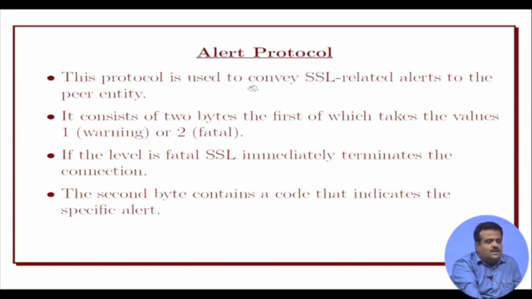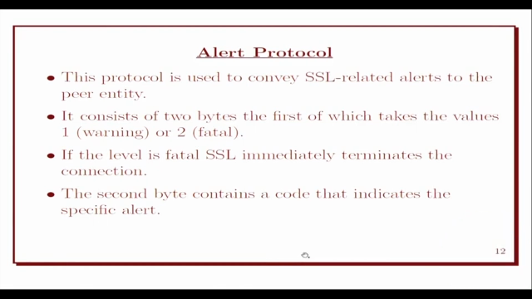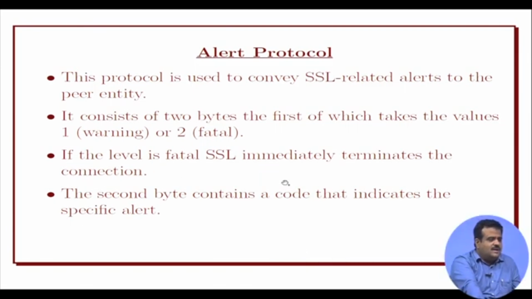And then the alert protocol. This protocol is used to convey SSL related alerts to the peer entity. It consists of 2 bytes, the first of which takes the value 1 or 2. 1 is for warning, and the value 2 is set if it is fatal. If the level is fatal, then SSL immediately terminates the connection, because there is a danger. So, it is a fatal signal. And the second byte contains a code that indicates the specific alert.